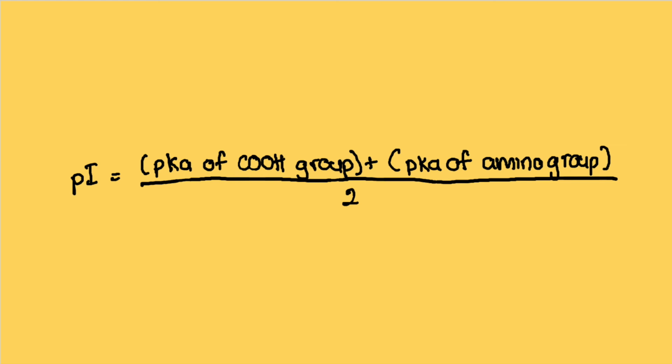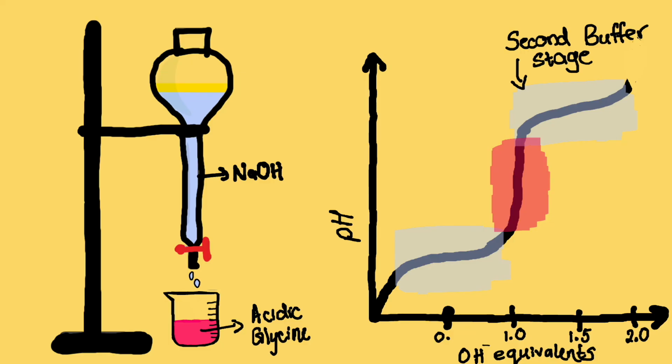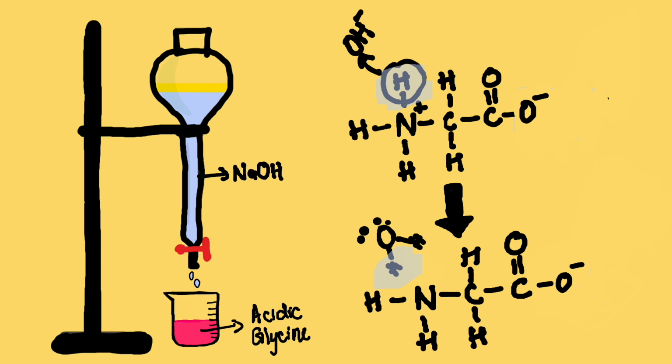This also means that the isoelectric point for all amino acids that do not have an ionizable group is the same. When the titrand, that is the glycine solution, has reached its isoelectric point, it is extremely sensitive to pH changes. That is why at this stage the graph appears almost vertical. As you keep adding more NaOH, glycine enters the second buffer stage. This is because the protonated amino group now starts to become deprotonated.